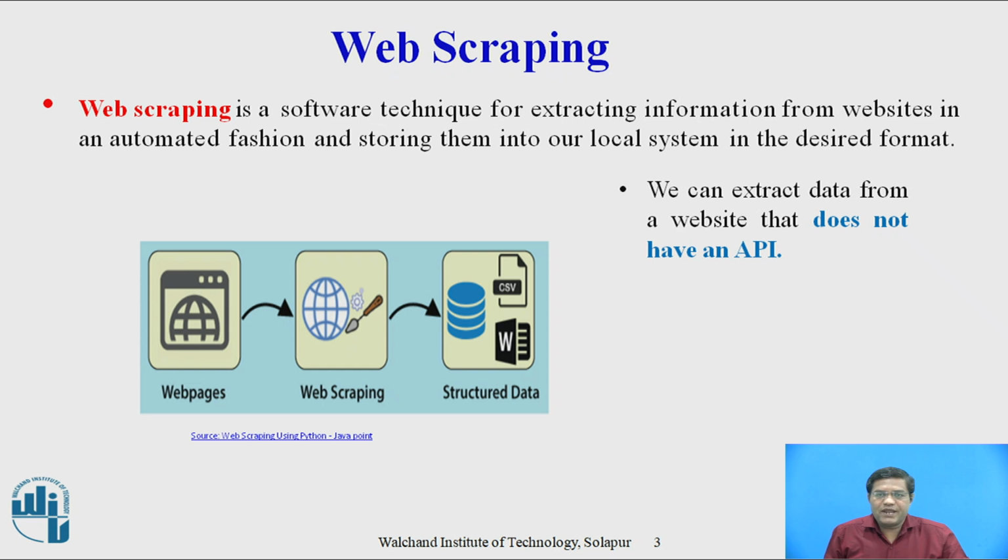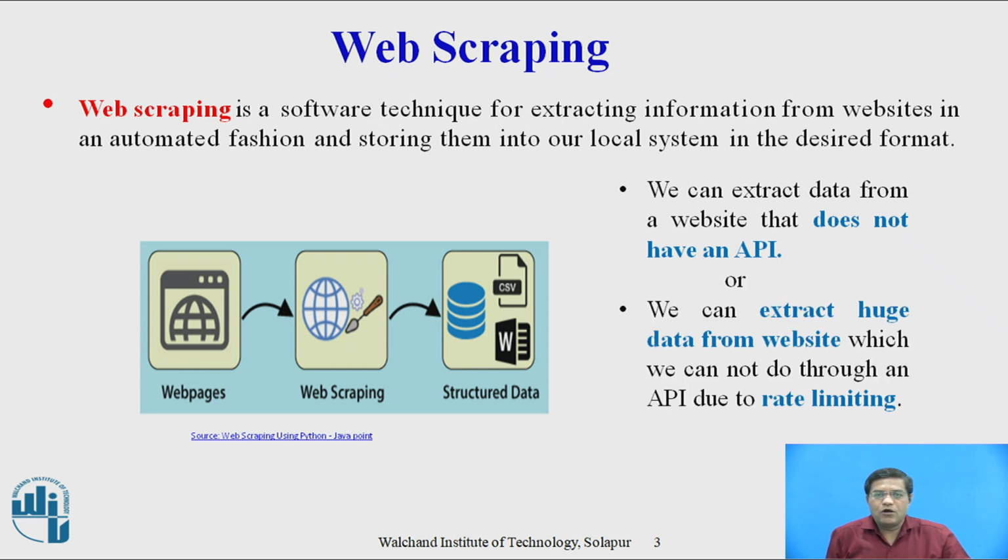Using web scraping, we can extract data from websites that do not have any API. Some government websites do not have an API to extract their data, but the data is important. So in that case, without an API, we can extract the data by applying the web scraping process. Or suppose we want to extract a huge amount of information from a website, which we cannot do through the API due to rate limiting. Social media websites like Facebook and Twitter have their APIs, but they do not allow extracting large amounts of data through the API due to rate limiting.